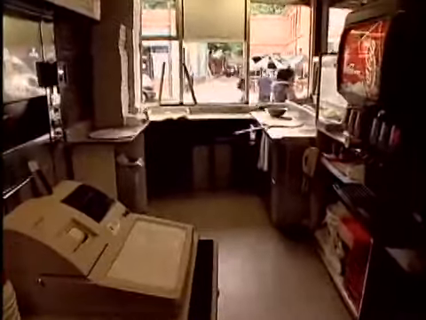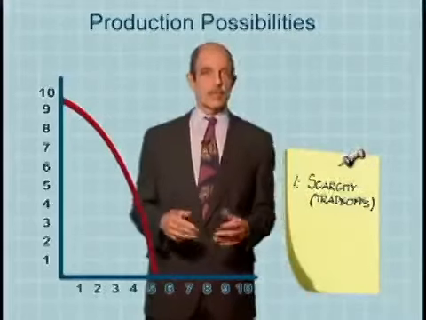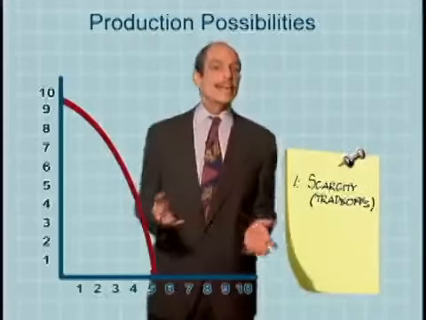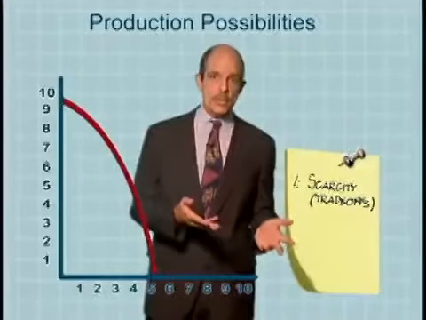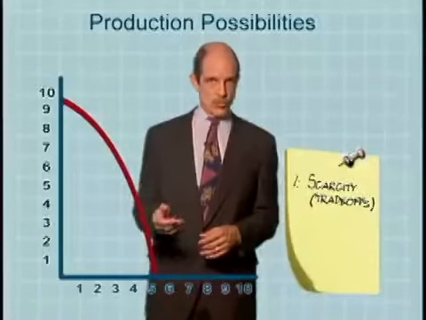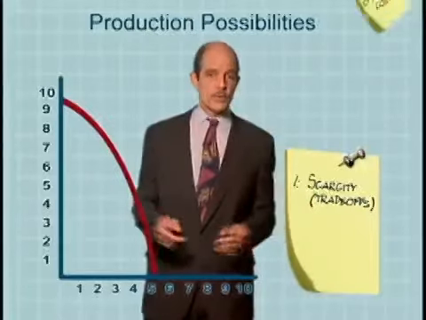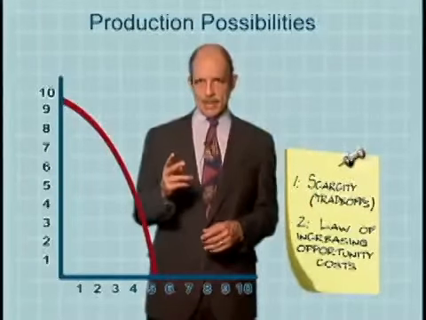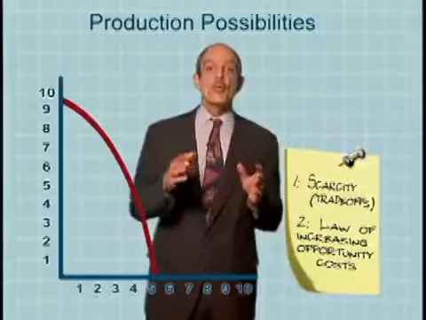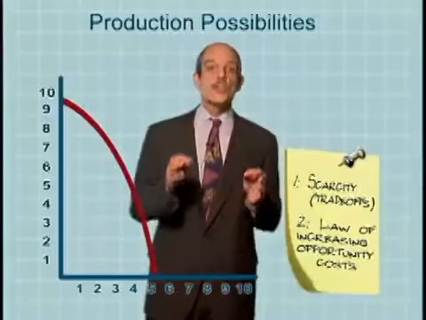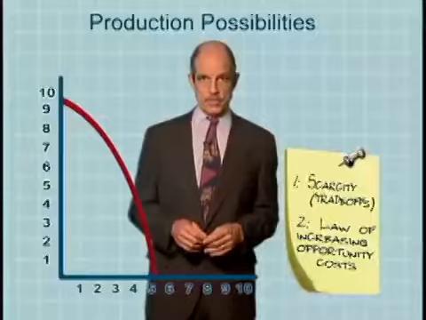Okay, that's the first lesson of the production possibilities curve, the economic notion of scarcity. Anything you make costs you the opportunity of doing something else with the same resources. That is, their opportunity cost. The second lesson of the production possibilities curve is a little more subtle, that the more you make of anything, the greater its opportunity cost.